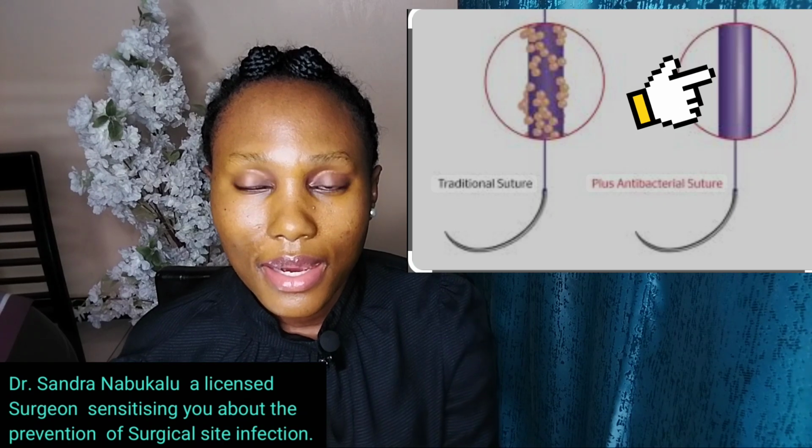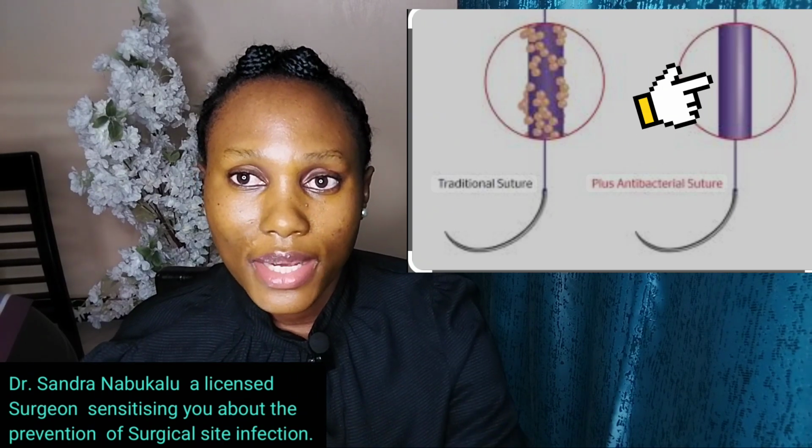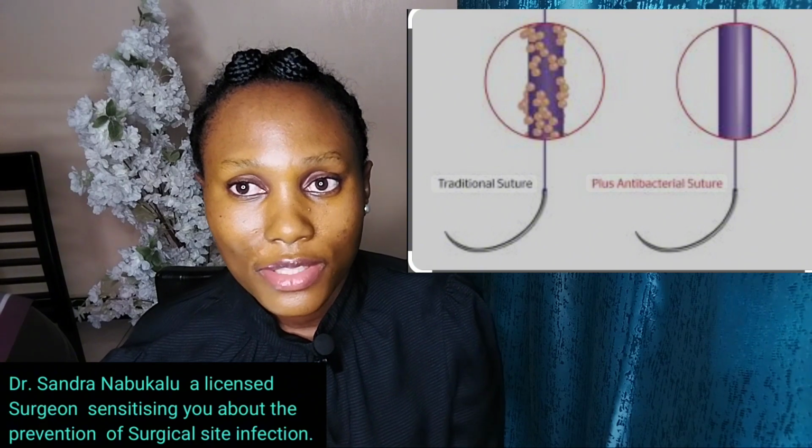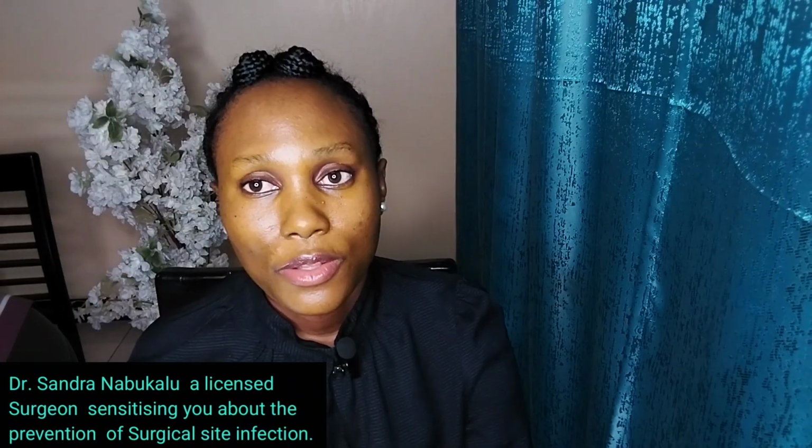Triclosan is an antiseptic that is coated on the sutures. It has also shown to reduce the risk of surgical site infection. Still, for the health workers, please avoid putting any antiseptic agents, for example, on a gauze and then you put on the wound after surgery.